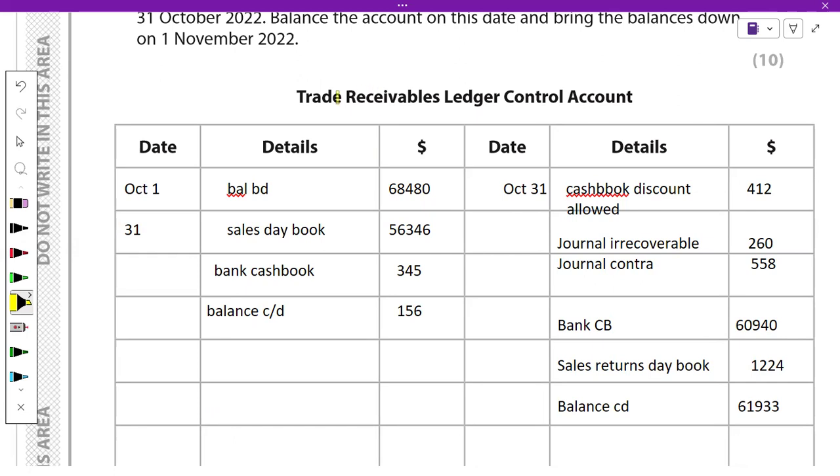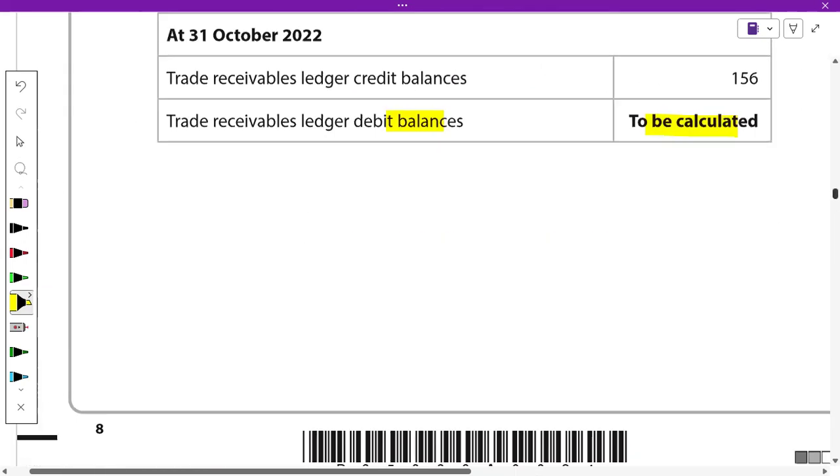So this is a trade receivable ledger control account. In this particular ledger, we always write the balance b/d on the debit side. This is written here. Then the sales day book: this is coming from the total sales from the sales journal, the sales day book, which is this. And we received, basically, this is a balance which is coming from the bank. Just give me one second. This is the entry.